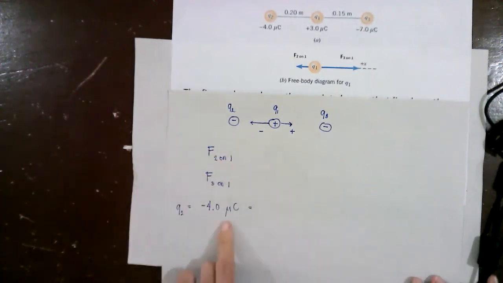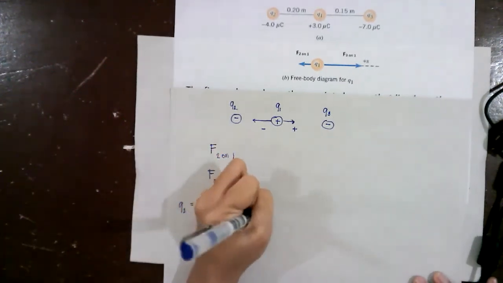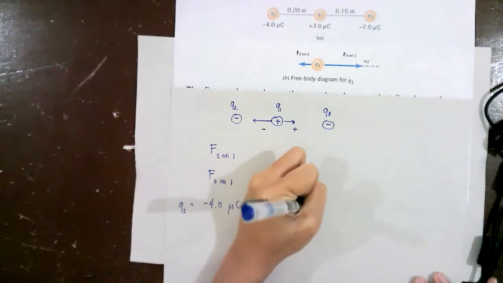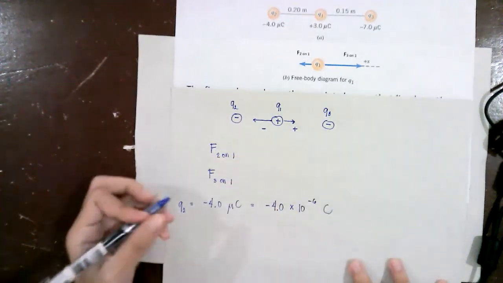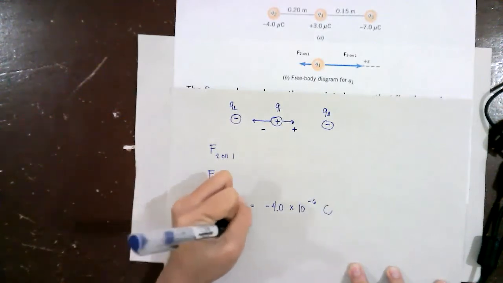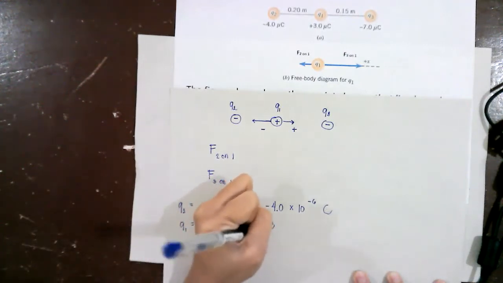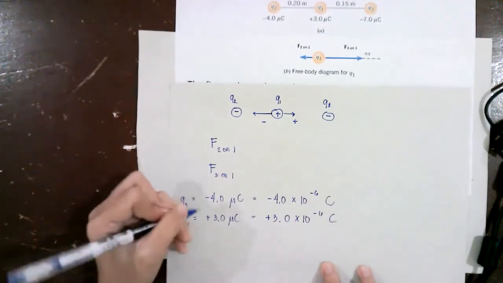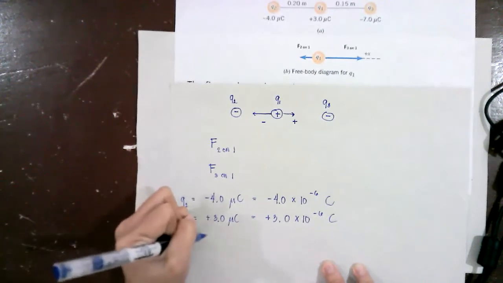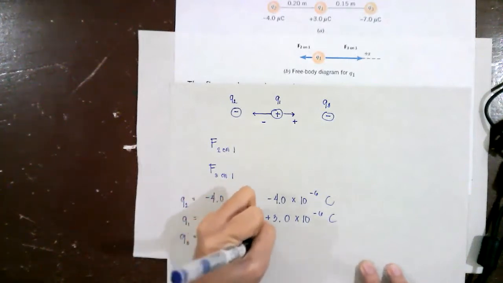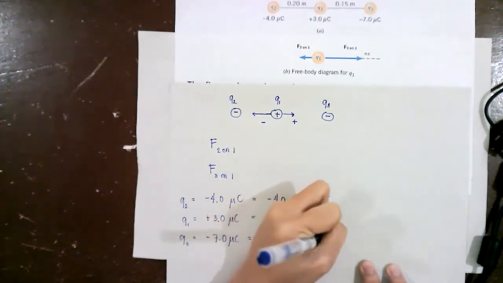Okay, so this is a microcoulomb. Yung kanina, nanocoulomb yun siya. This one is microcoulomb. So you can write this or convert this as negative 4 times 10 raised to negative 6 Coulomb. The same with the Q1, that's positive 3 microcoulomb, so we can write it as positive 3 times 10 raised to negative 6 Coulomb. And then our Q3, which is the negative 7 microcoulomb, that's negative 7 times 10 raised to negative 6 Coulomb.